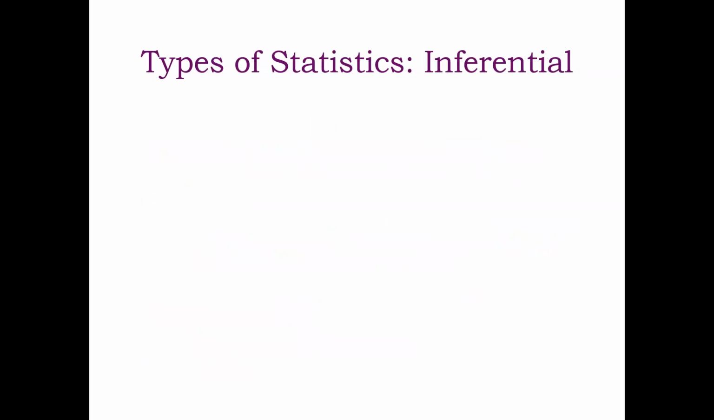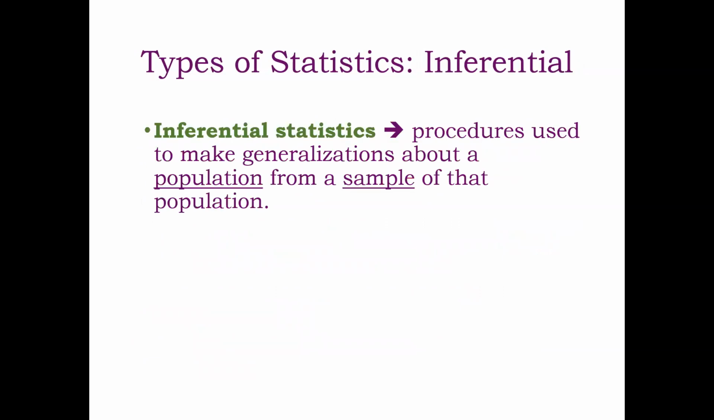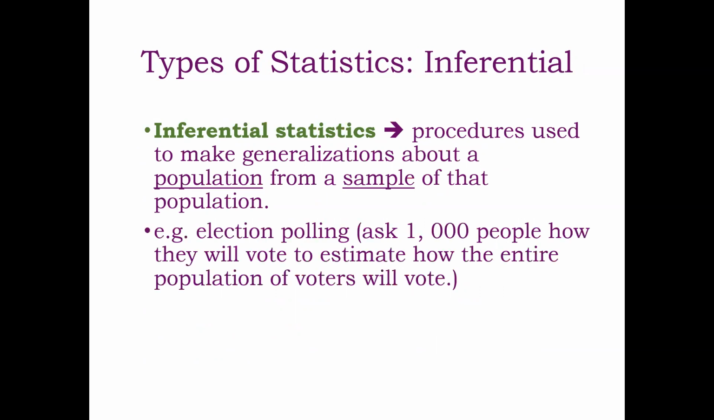Then we have inferential statistics. These are just the procedures we use to make generalizations about a population from a sample or subset of that population. So for example, in election polling, we ask 1,000 people how they're going to vote to estimate how the whole population is going to vote and to predict the outcome of election day, right? And we're going to see this with hypothesis testing. We're going to start with z-tests, and we'll talk about t-tests, ANOVA, and so forth.